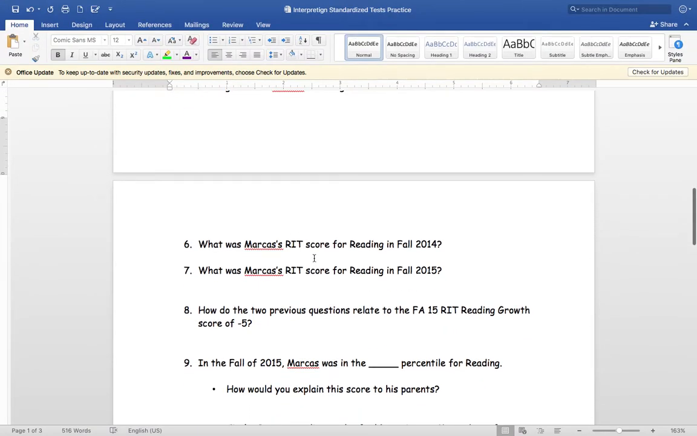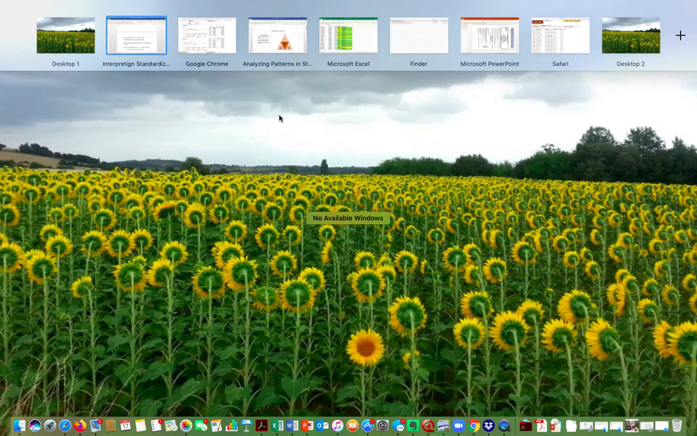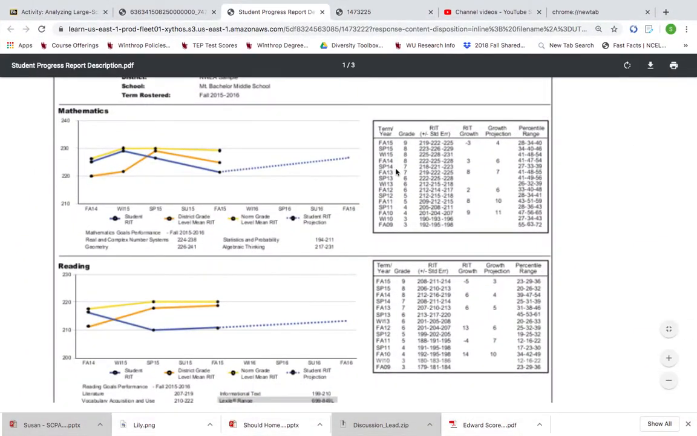So how did he do in reading fall of 2014, and how did he do in reading fall of 2015? So fall of 2014, what's going on here? Am I looking at the right thing? This is such an important mistake. I'm not looking at his reading scores, I'm looking at his math scores. All right, so dial back.